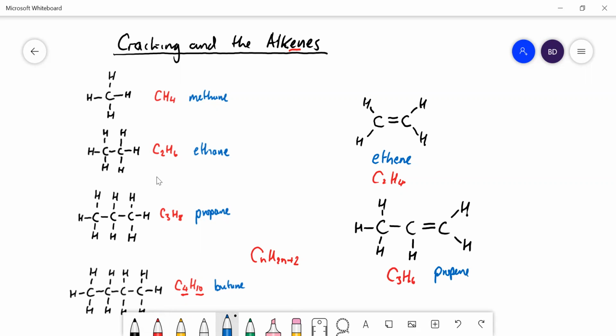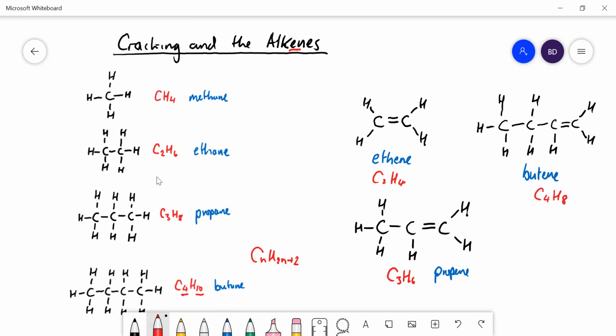Just do one more, the one with 4 carbons in it, so we want 4 carbons in a row. Put a double bond between 2 of them. So the carbon on the far right, to make 4 bonds, is going to need 2 hydrogens. The next one along is only going to need 1. The next one will need 2. And the end one will need 3. That is called butene, not butane. And that has got a formula of C4H8.